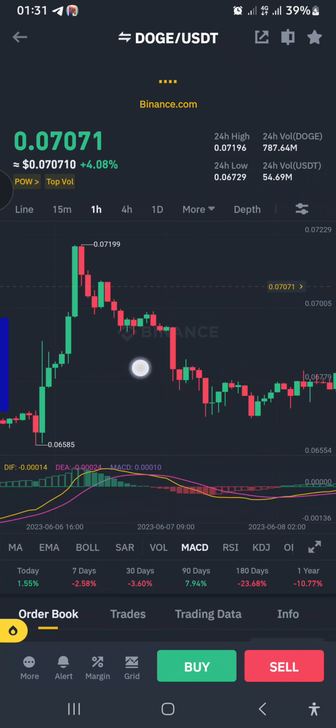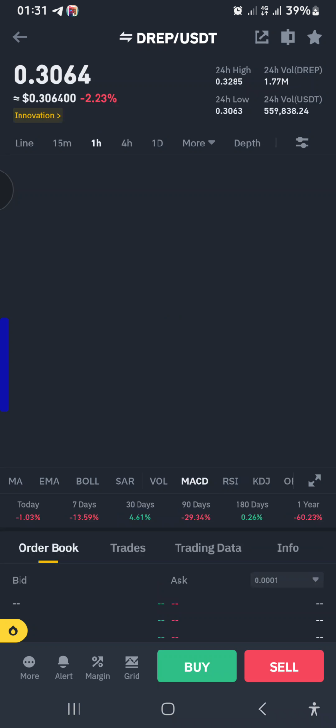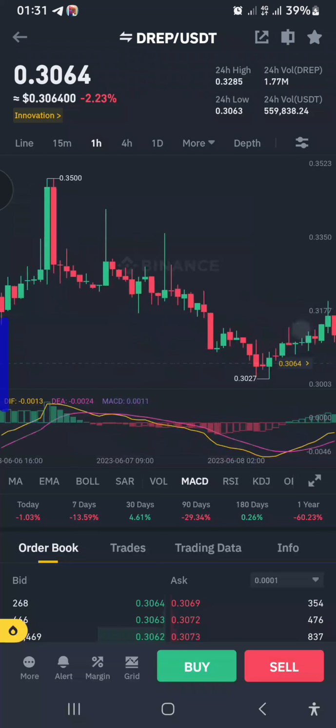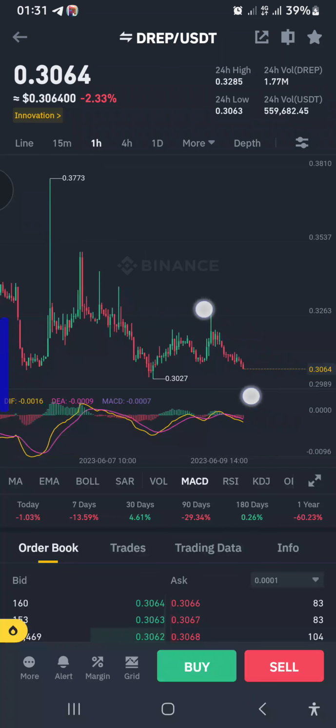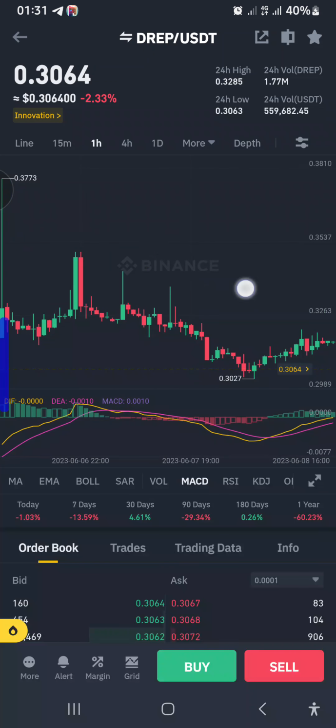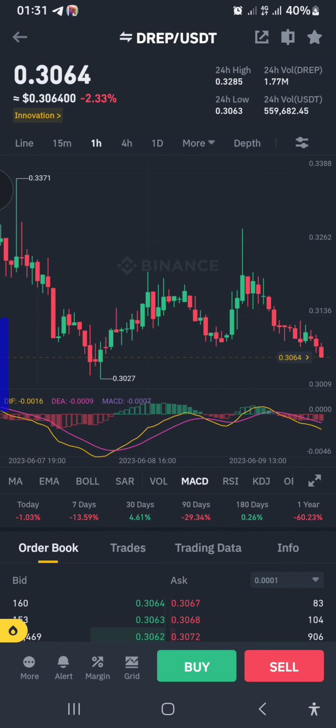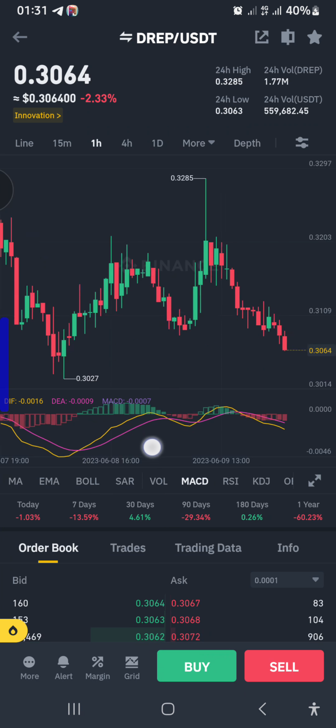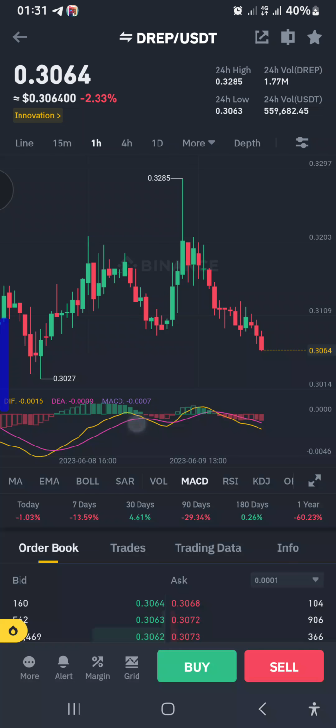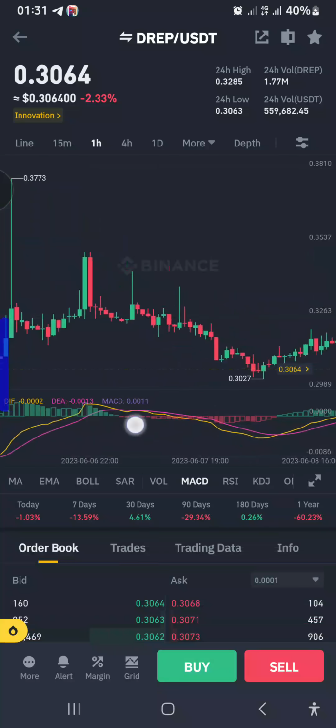So the moment it crosses upward again, sorry, it has directed me to another coin. I think I'm pushing this a little bit too much. So once the yellow line crosses above the pink line, it rose. Then once it crosses below the pink line, it falls. So that is how you can basically use your MACD.